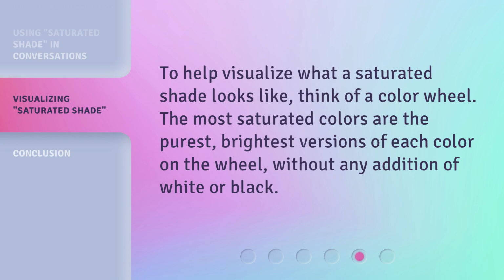To help visualize what a saturated shade looks like, think of a color wheel. The most saturated colors are the purest, brightest versions of each color on the wheel, without any addition of white or black.